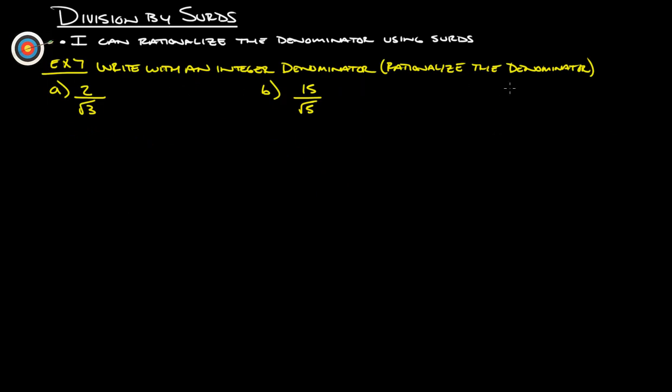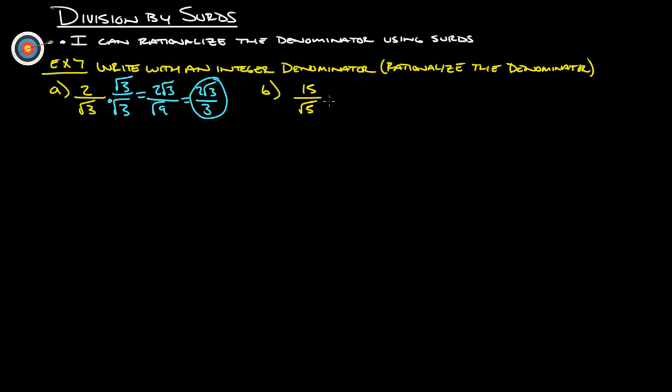All right, let's try some out. Write with an integer denominator, which means rationalize the denominator. To get rid of that square root of 3, we multiply by another root 3, and we have to make the top root 3 as well, because anything over itself is equal to 1, and you can multiply anything by 1 and not change it. So 2 times root 3 in the top is just 2 root 3. On the bottom, root 3 times root 3 is root 9, and the square root of 9 is 3. We have rationalized the denominator, or written the denominator with an integer.